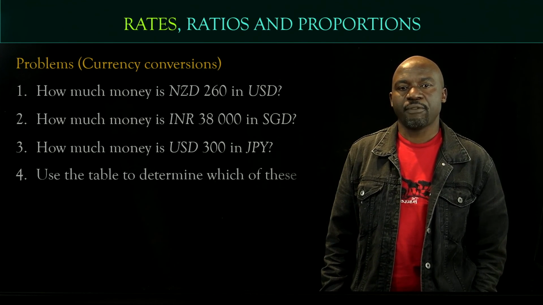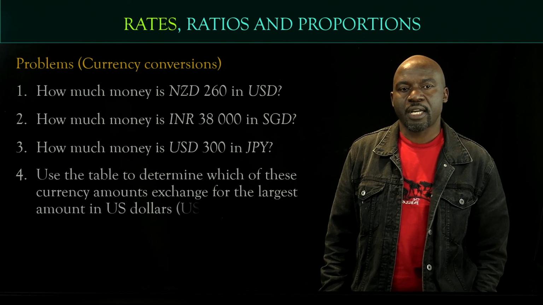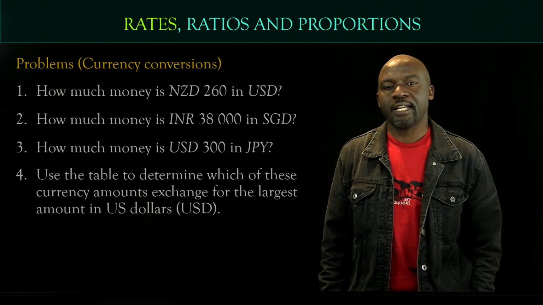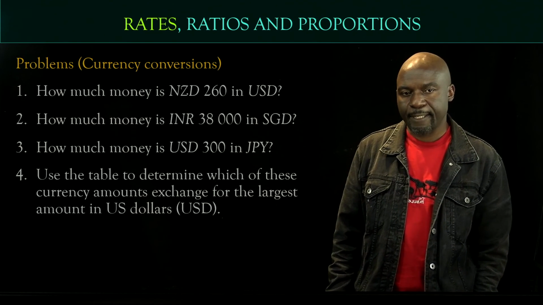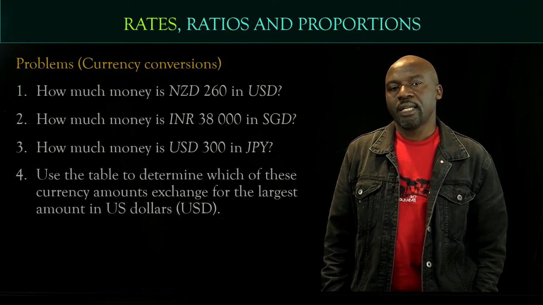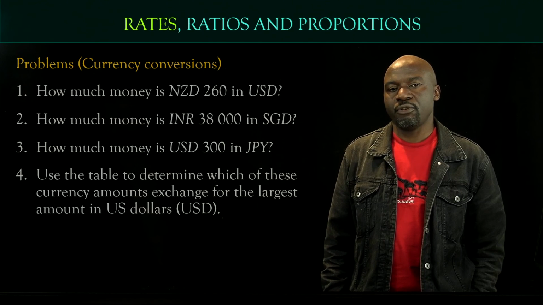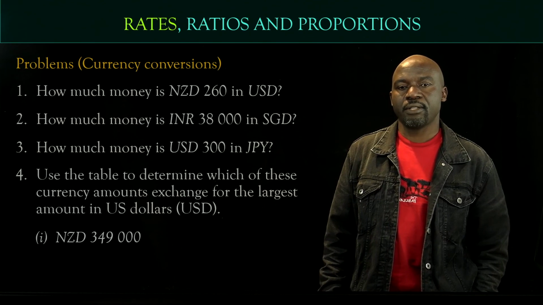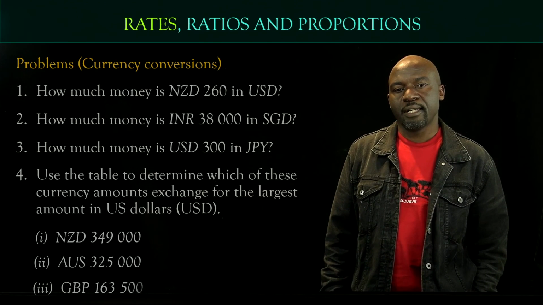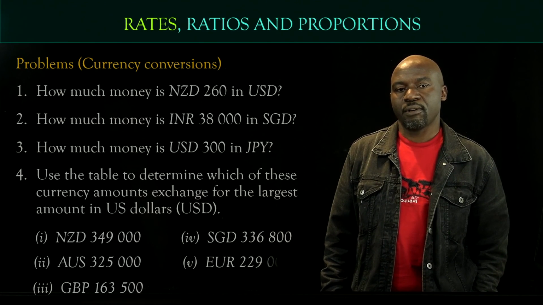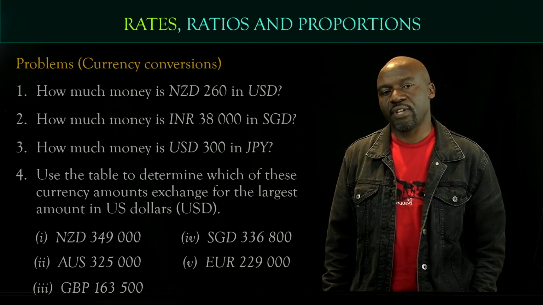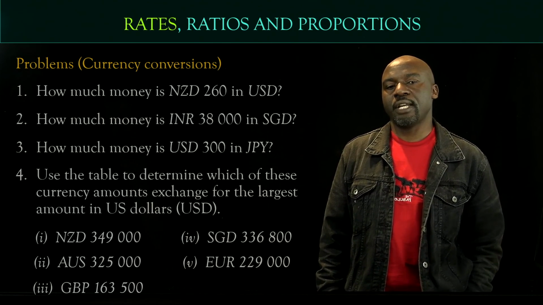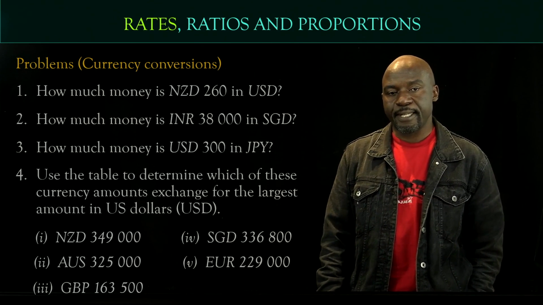Number 4, use the table to determine which of these currencies amounts exchange for the largest amount in USD. In other words, take these values, convert them to USD, and see which one gets you the largest amount in USD. So given those 5 figures, change each of them to USD and determine which one is the largest, gives you the largest amount of USDs.